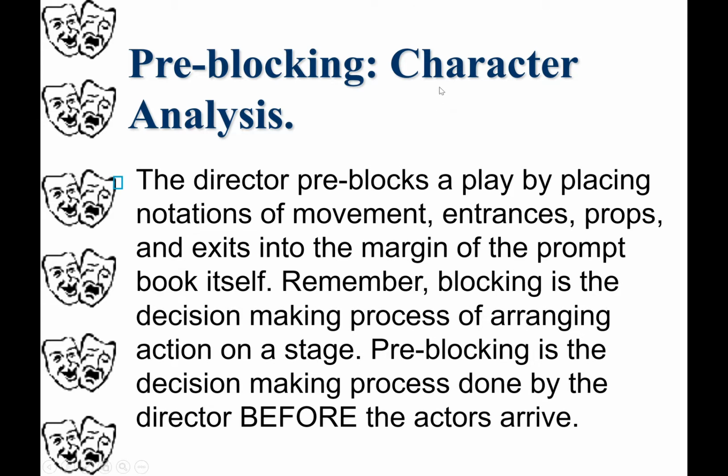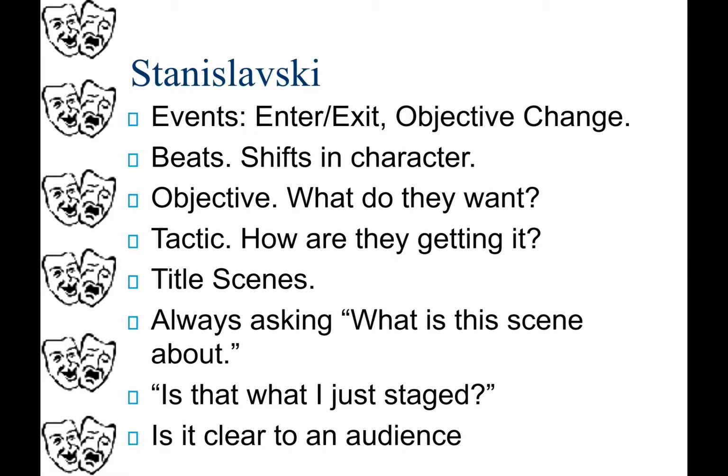You need to pre-block a play, placing notations of movement, entrances, props, exits, and you can put them in the margin of your prompt book or in a separate notebook. Blocking is the decision-making process of arranging action on stage. What is the action? What is happening? You need to stage exactly what is happening. If your play is about two lovers who blah, blah, blah, you need to stage that. Pre-blocking is the decision-making process done by the director before the actors arrive, okay?